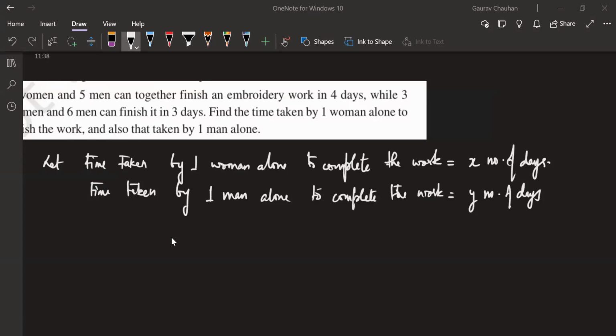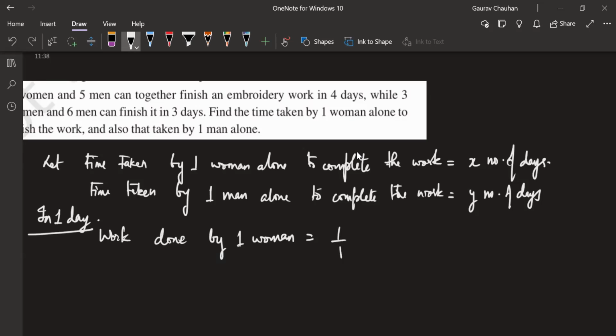Now I'm thinking, work done. So let's do it this way. In one day, work done by one woman will be how much? Anyone? Raise your hands and quickly answer. Bindu, work done by one woman in one day will be how much? One by one. Woman will complete the work X days she is taking to complete the work. Then in one day, how much work she is doing?